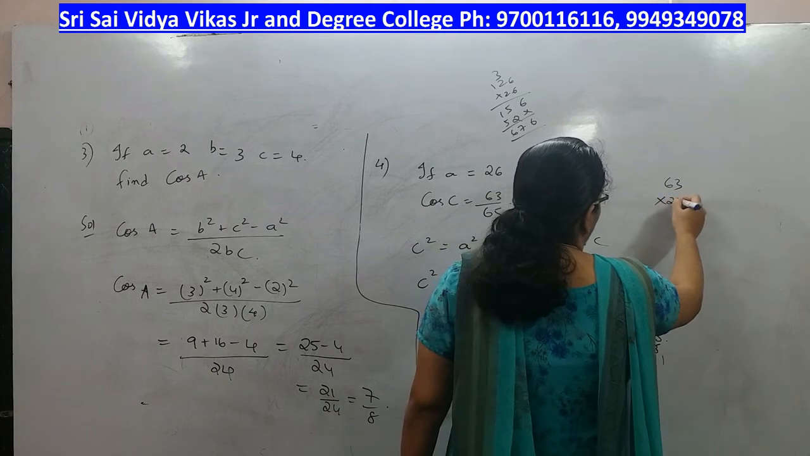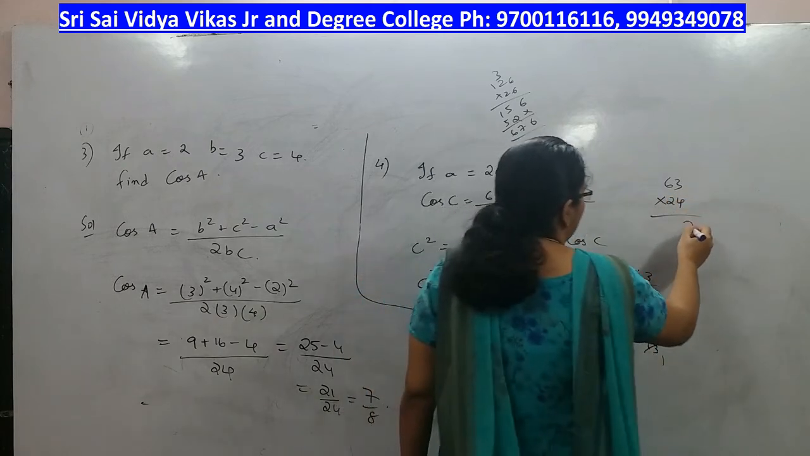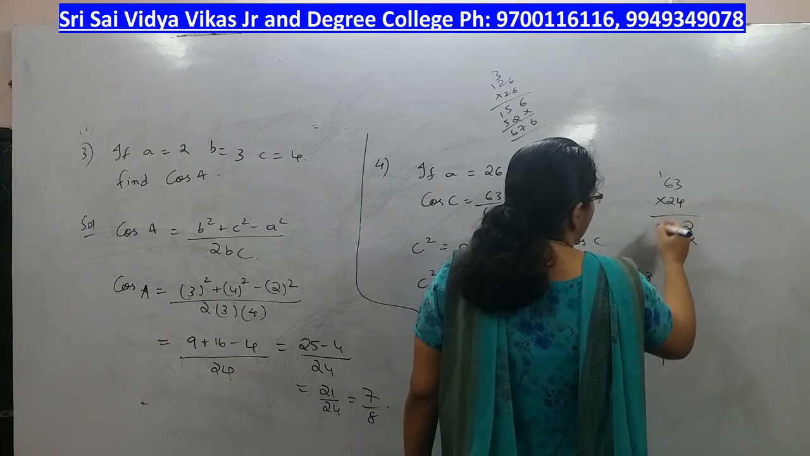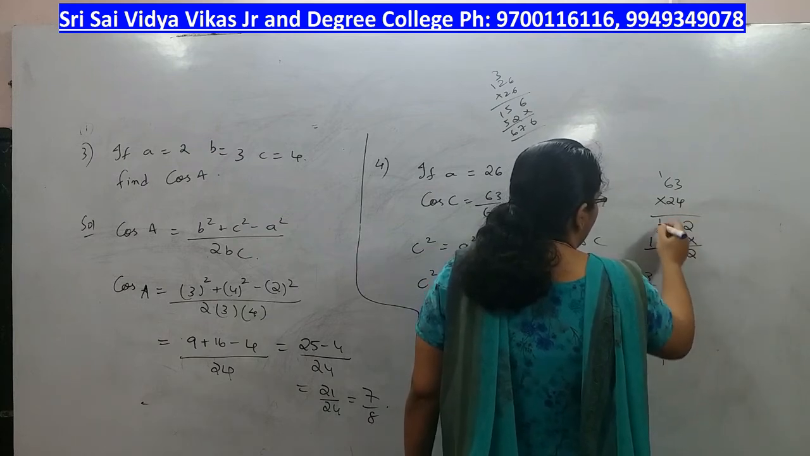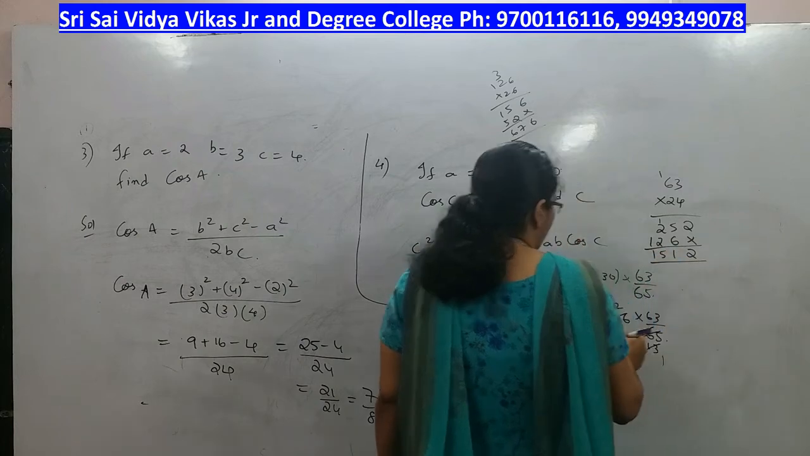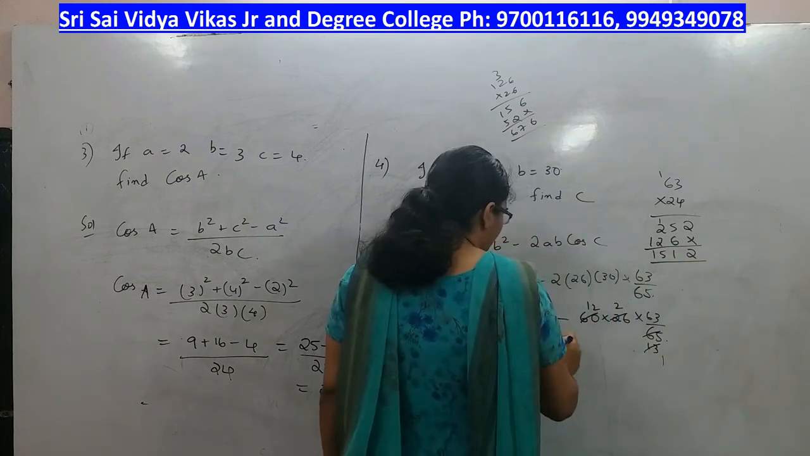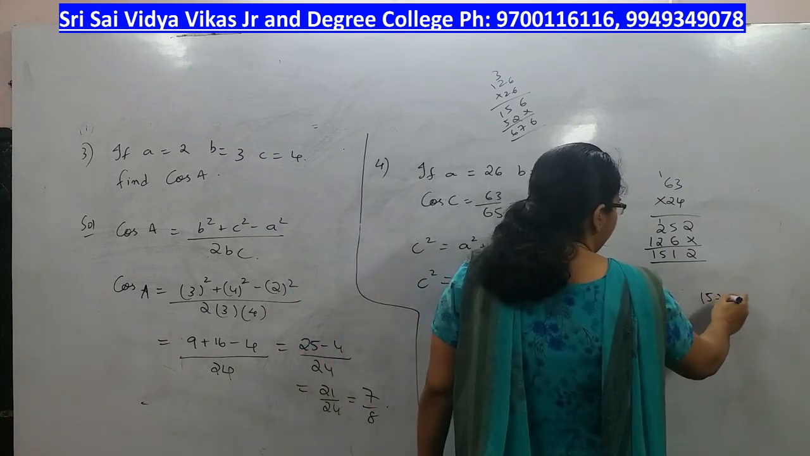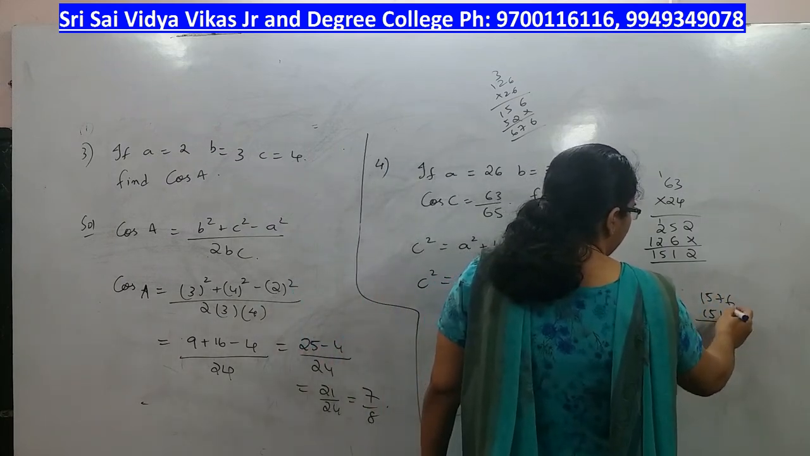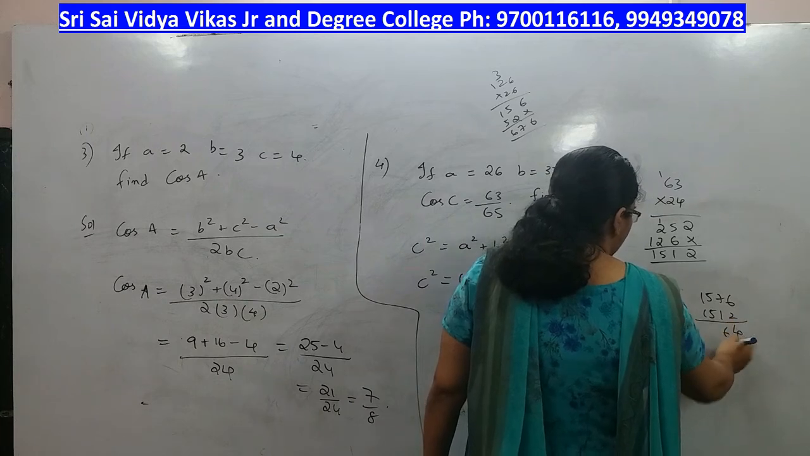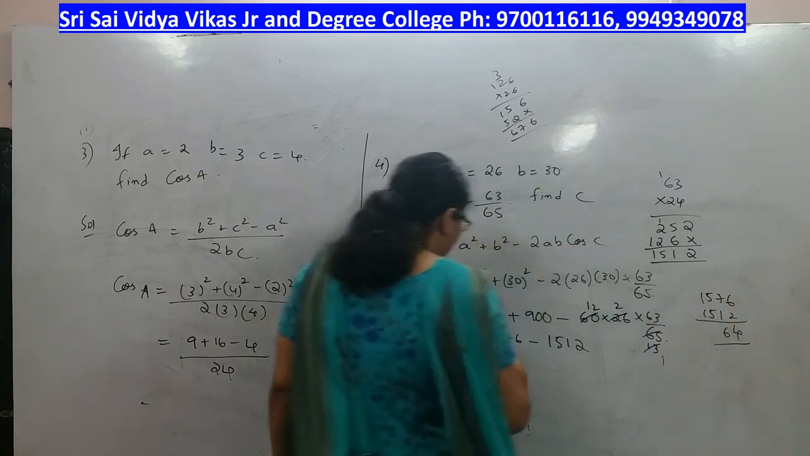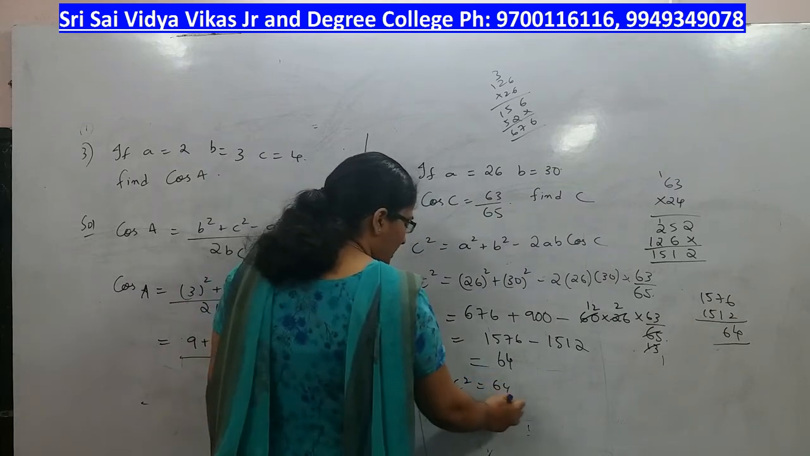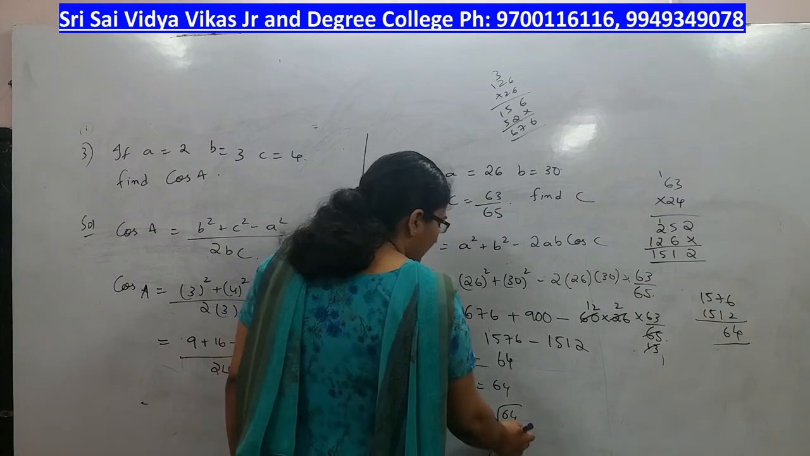63 into 24. 4 3s are 12, 4 6s are 24 plus 1 is 25. 2 3s are 6, 2 6s are 12, 2 1 1, 1 5 1 2. This is 1512. 1576 minus 1512, that is 64. So C square value is 64. C is equal to root 64. C is equal to 8.